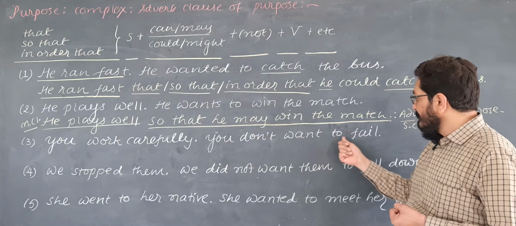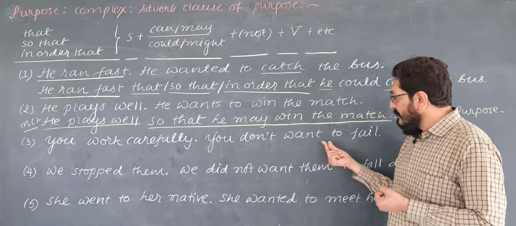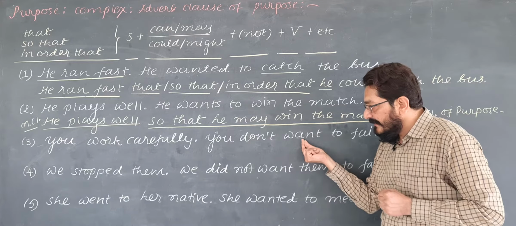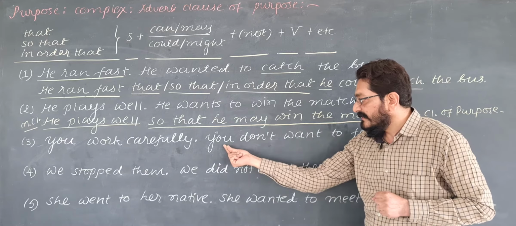You don't want to fail. Want is there, to fail is there, two verbs, but this want is the finite verb because it has been joined to the subject you. This is a non-finite verb. Why is it non-finite? Because it has no subject. The verb that is not joined to the subject is called a non-finite verb. There is also one pair of subject and finite verb here. This is simple. This is simple.